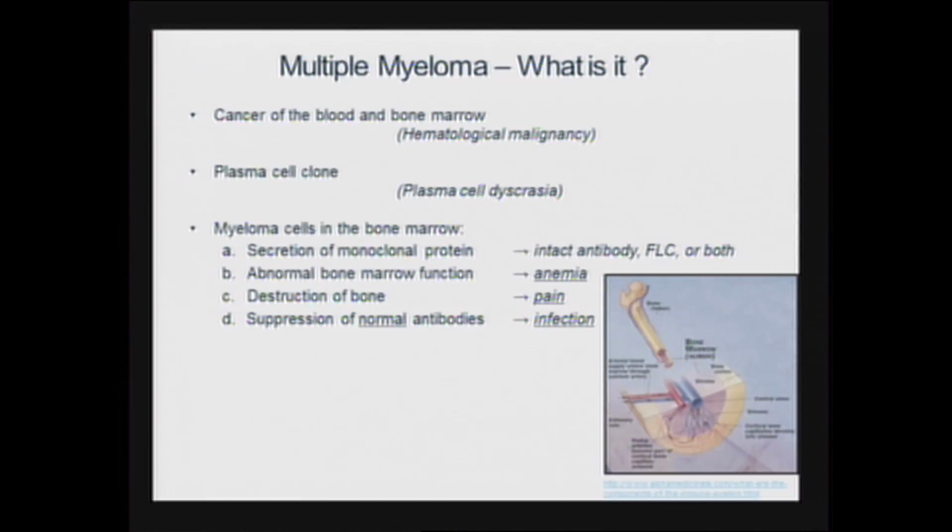So just to recap what we talked about. Multiple myeloma is a cancer in the blood and bone marrow, and it's a plasma cell clone, so sometimes it's called a plasma cell dyscrasia. And all of these myeloma cells in the bone marrow cause all this problem.